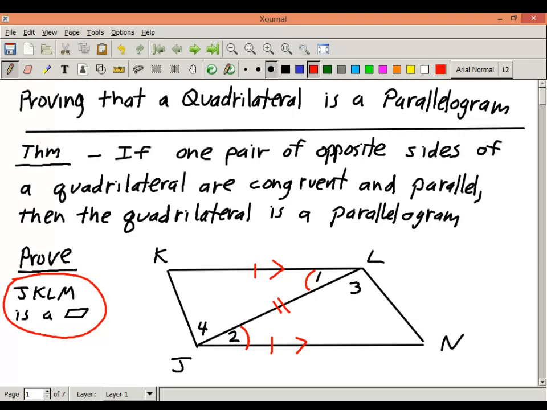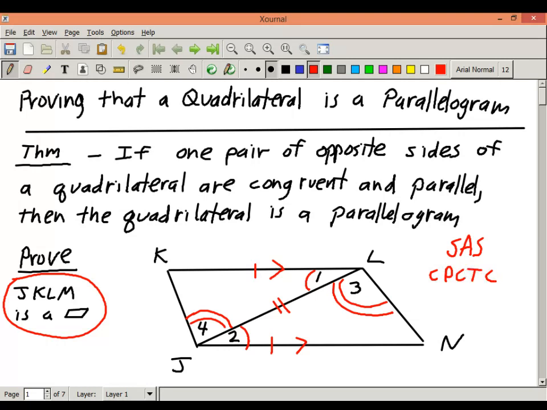Because if 2 parallel lines are cut by a transversal, then alternate interior angles are congruent. So once you've established that, if you look at the 2 triangles, they are congruent by side angle side. Right, side angle side. And then once you notice that, then you have angle 3 and angle 4 congruent by CPCTC. Corresponding parts of congruent triangles are congruent.